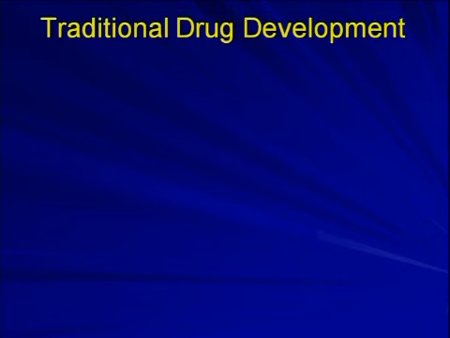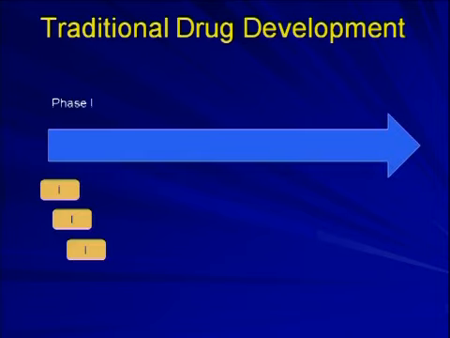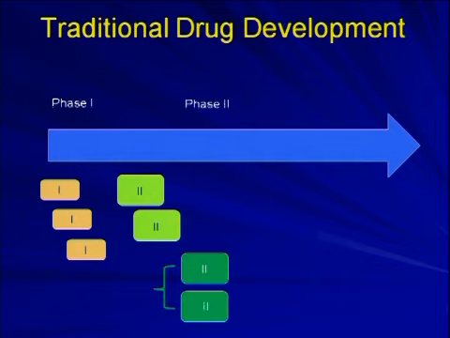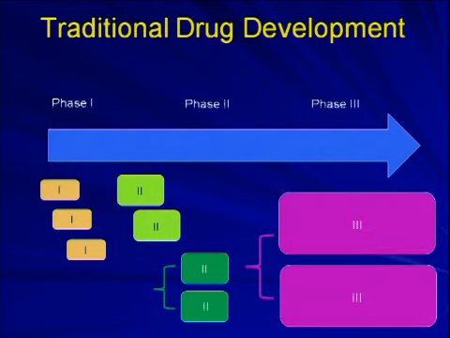solve the problem. So the traditional drug development goes this way. We start with small phase 1 studies, a few single-arm trials. Then we do a few single-arm, a little bit larger phase 2 trials. Maybe we'll move to a randomized phase 2 trial. And after that, we design this huge, randomized phase 3 trial.